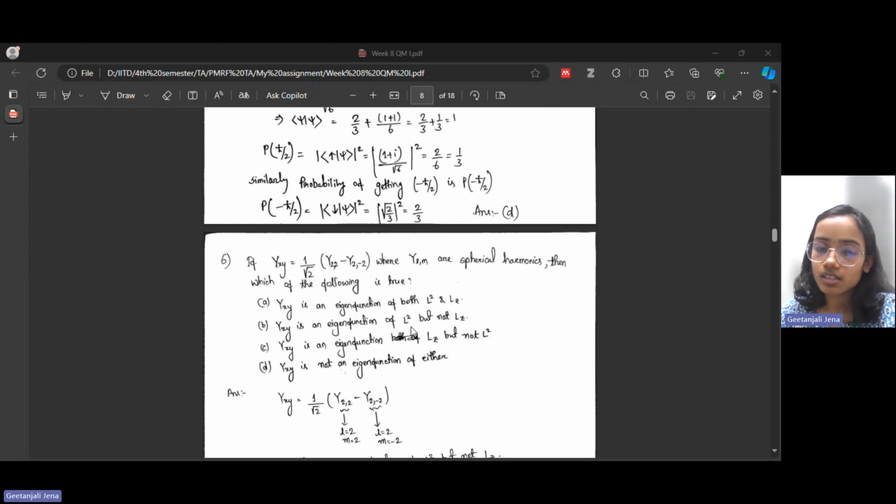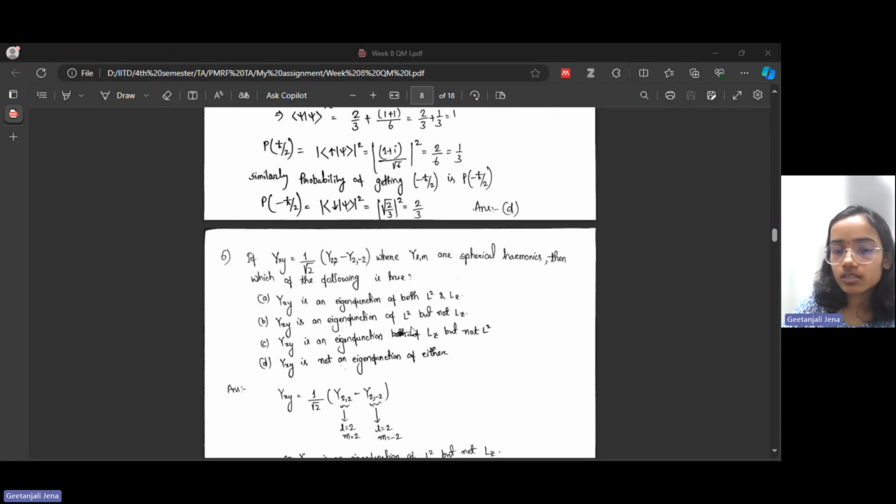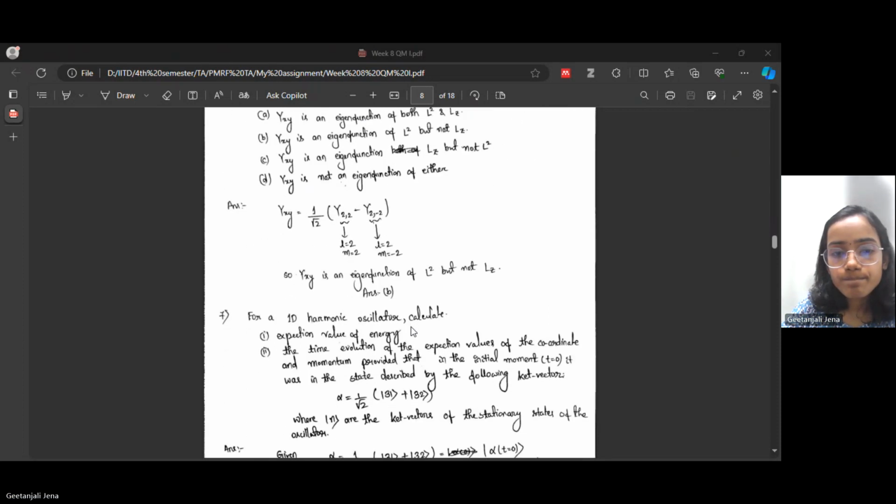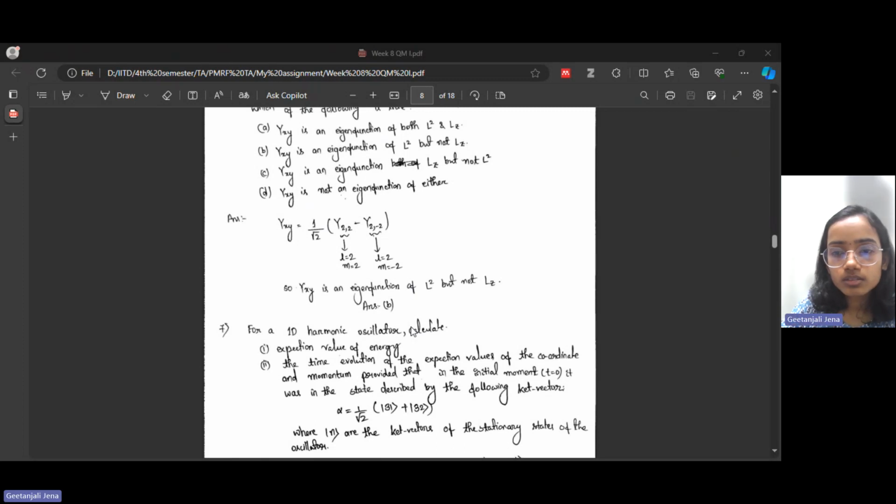So that means this superposed state psi will be an eigenstate for the L square operator because the states that make up this superposition have the same L value, but it will not be an eigenstate for the Lz operator because the M value is different. So this is one of the short questions. It's one of the easiest questions that you can solve. So let us go to the next question.